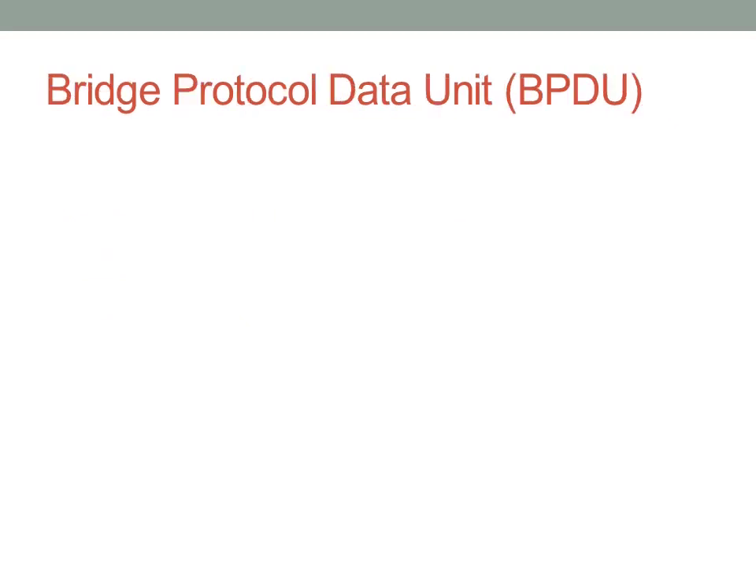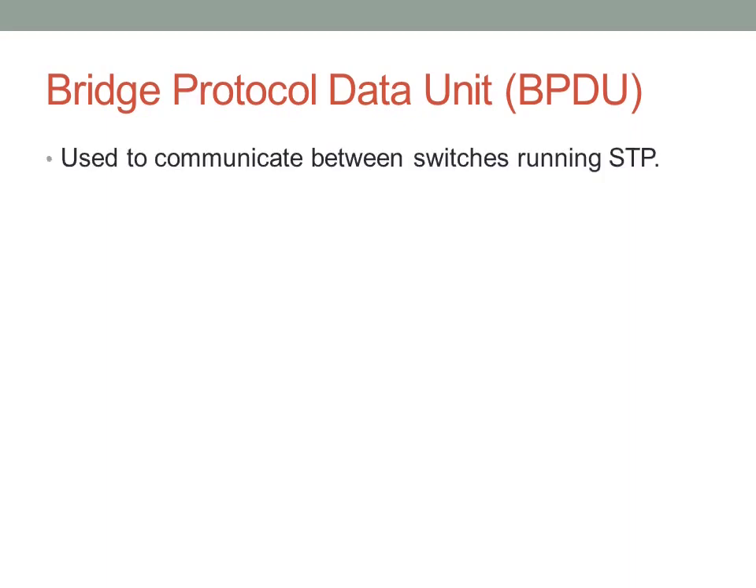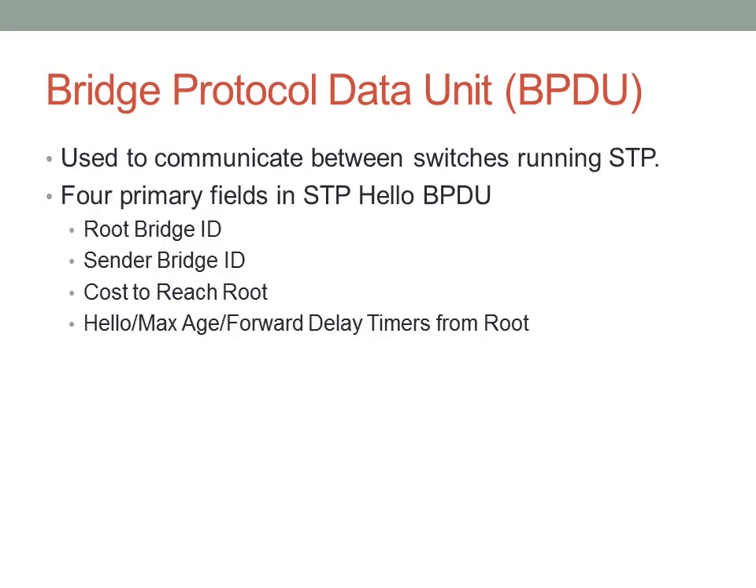So now we need to discuss the basic building blocks of spanning tree. The basic building block is called the Bridge Protocol Data Unit, that is the BPDU. Now this BPDU is used to communicate between switches running spanning tree protocol. The idea is that there are 4 primary fields. So you have the root bridge ID, and we'll talk a little bit more about what the root bridge is here in a bit. We have the sender bridge ID. So this is going to be the bridge ID of the switch or bridge that is sending this BPDU. We have the cost to reach root. Again, we'll be discussing cost here momentarily. And you have the hello and max age and forward delay timers that are coming from the root switch.